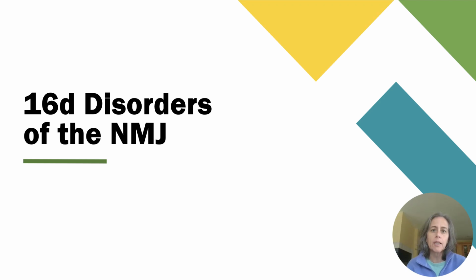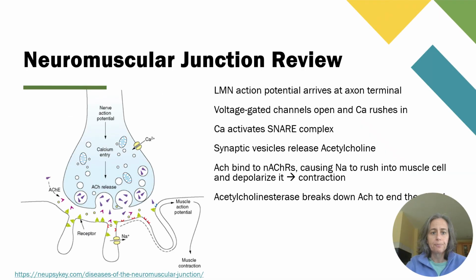Okay, we're closing out our lecture 16 on neuromuscular disorders with disorders that impact the neuromuscular junction. As we review the neuromuscular junction, let's remember we have an action potential traveling down the axon of the lower motor neuron, with sodium gates opening and then the potassium gates opening, that whole thing. When that action potential arrives, voltage-gated calcium channels open, which allows calcium to move into the cell because it's moving down its electrochemical gradient.